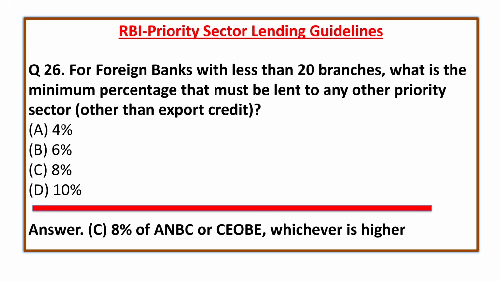Question 26. For foreign banks with less than 20 branches, what is the minimum percentage that must be lent to any other priority sector other than export credit? A. 4%, B. 6%, C. 8%, D. 10%. Answer C. 8% of ANBC or CEOBE, whichever is higher.